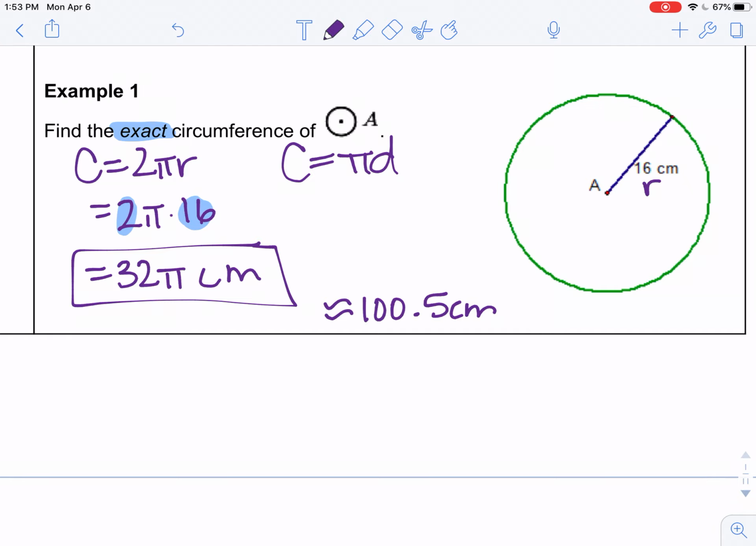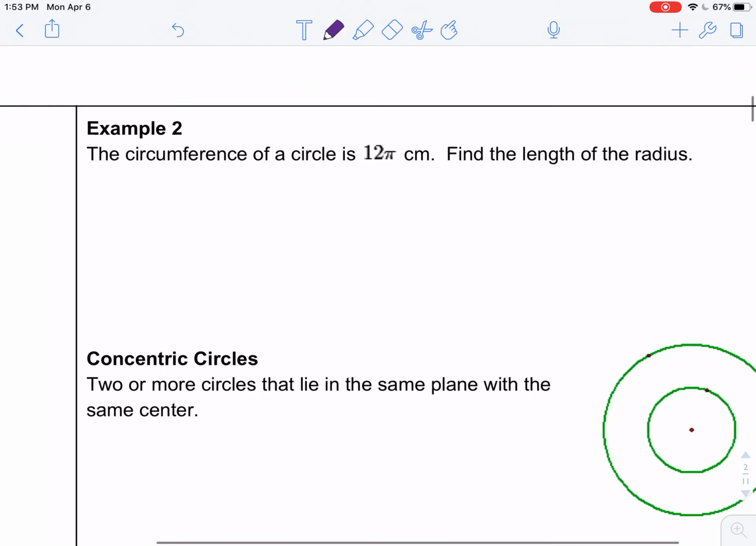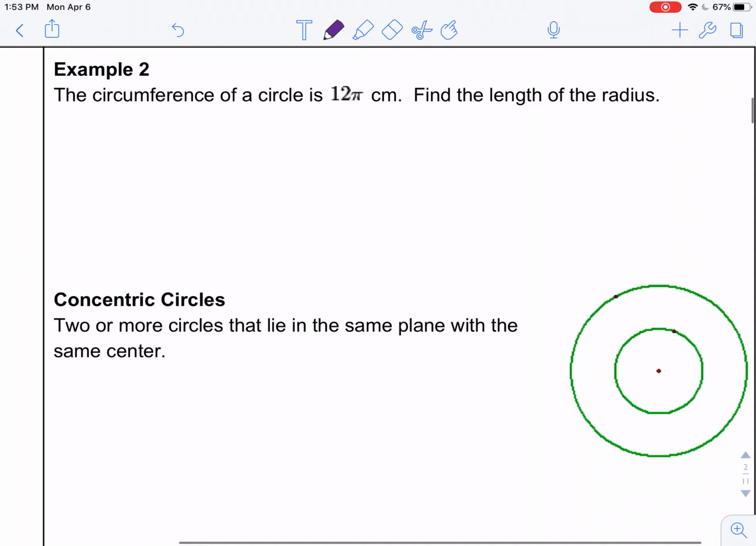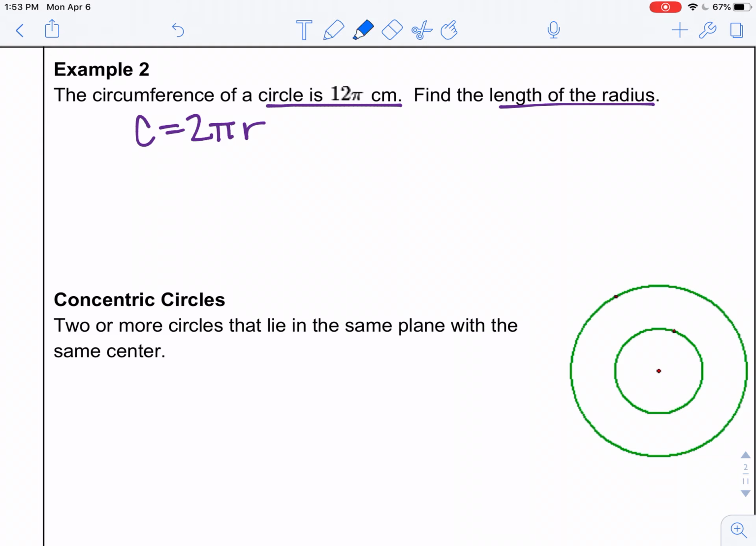All right, cruising along, another example. Here, the circumference of the circle is 12 pi. We want to find the length of the radius. So if I'm thinking about circumference and radius, I'm thinking C equals 2 pi r. I'm told right off the bat that my circumference is 12 pi. So I'm going to plug in 12 pi for C in C equals 2 pi r. Our goal is to get r all by itself.